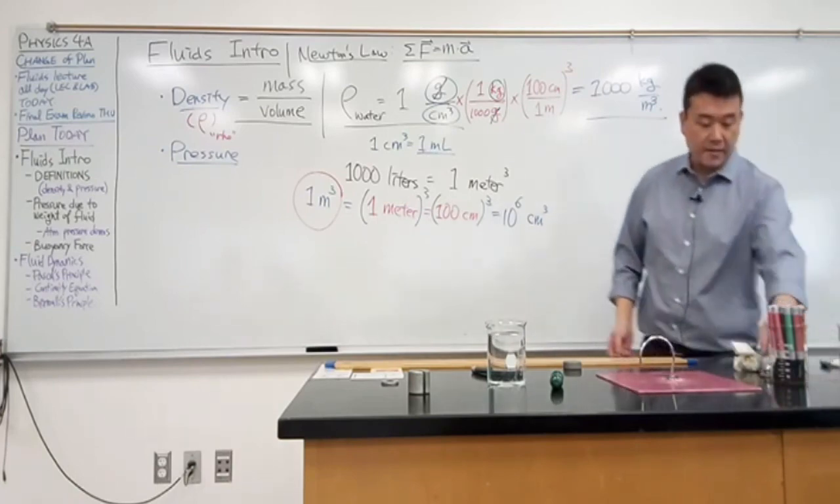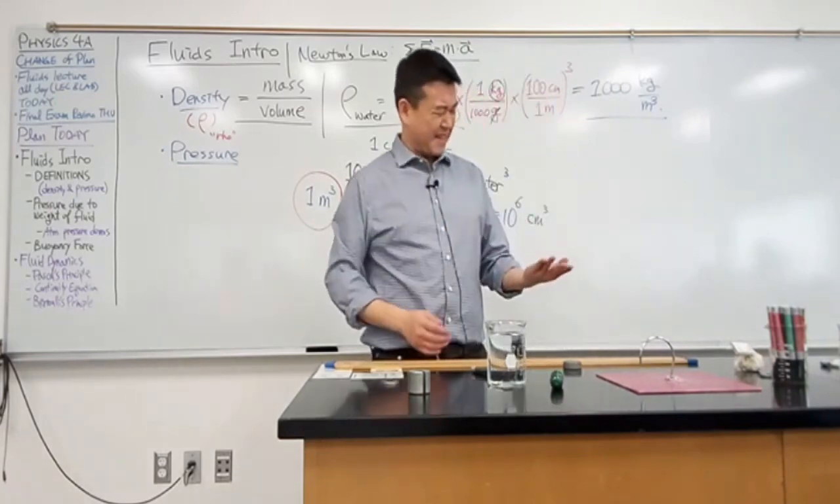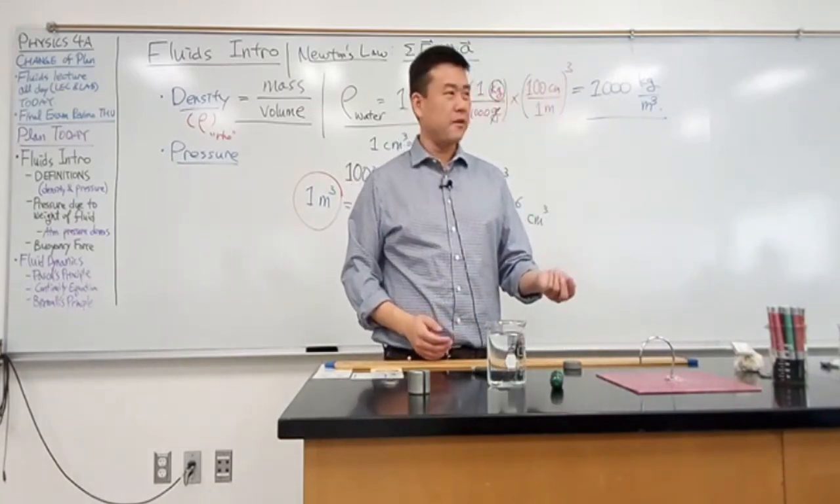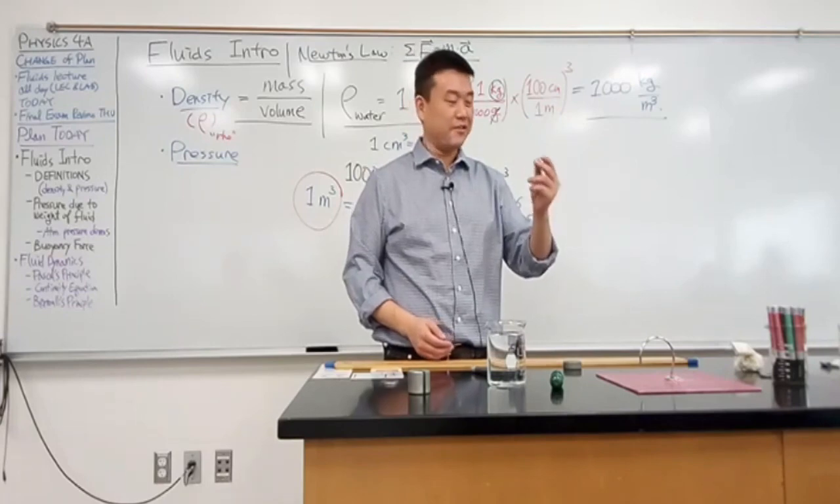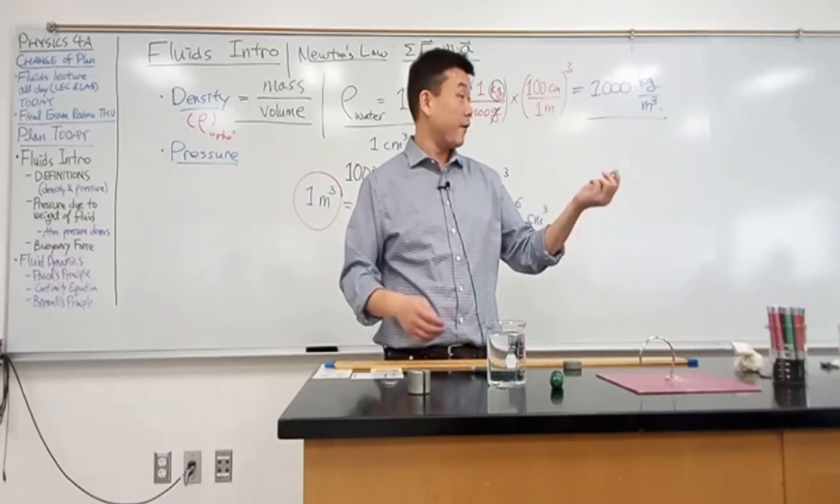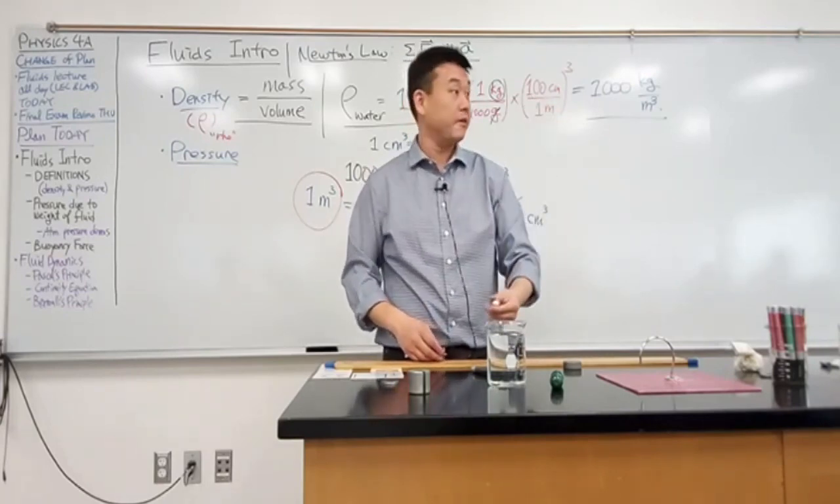If you are looking at density of something like steel, it's like 5 times or some number times density of water. That's why when I drop it, it sinks in the water, it doesn't float.